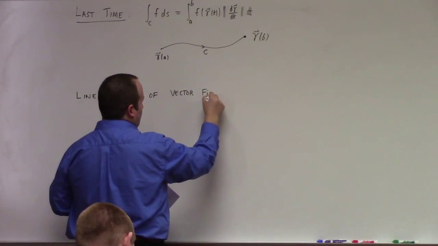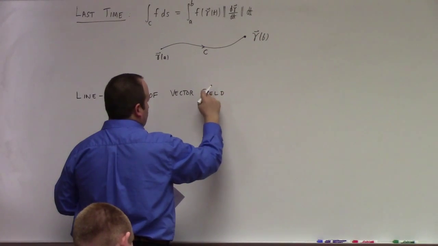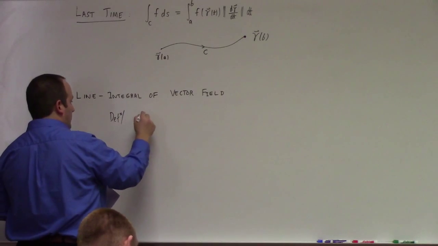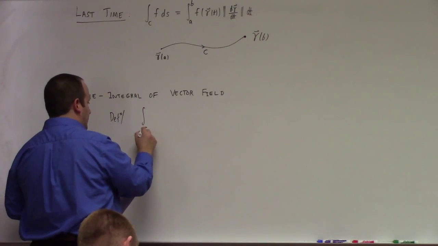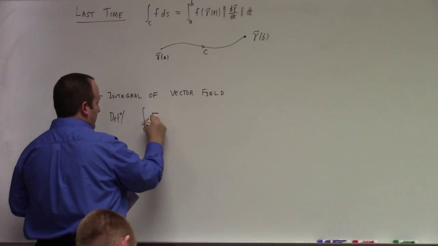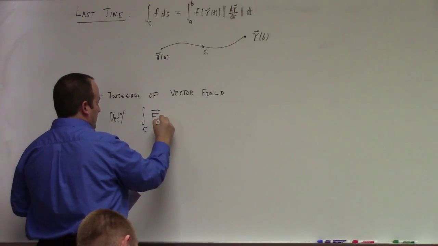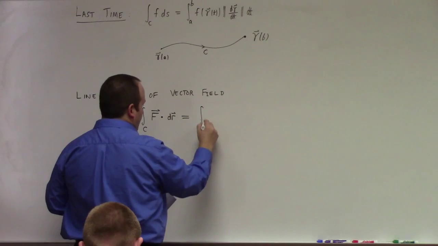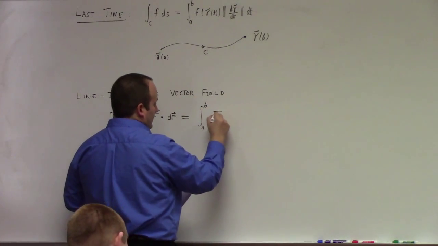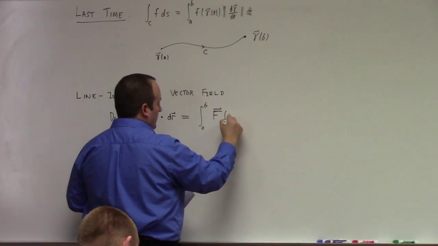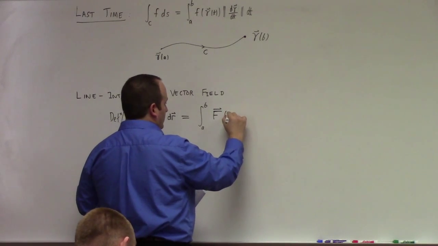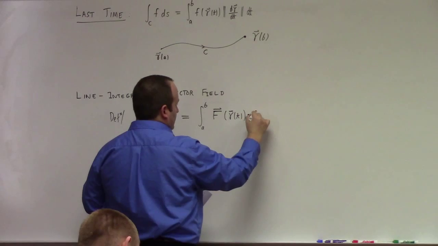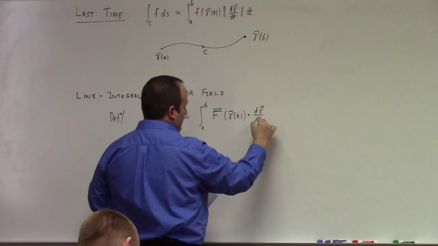All right, and so here's the definition. The line integral along the curve C of F dot dr is equal to the integral from a to b of F of gamma of t dotted with d gamma dt.